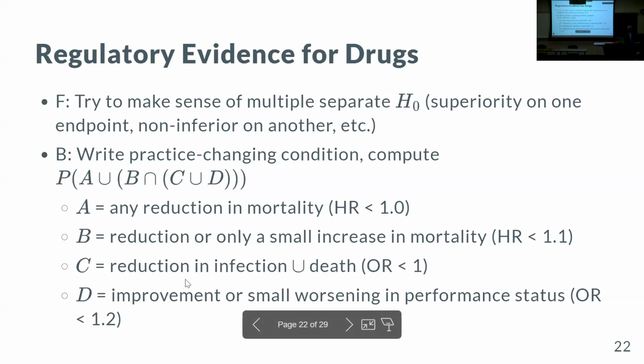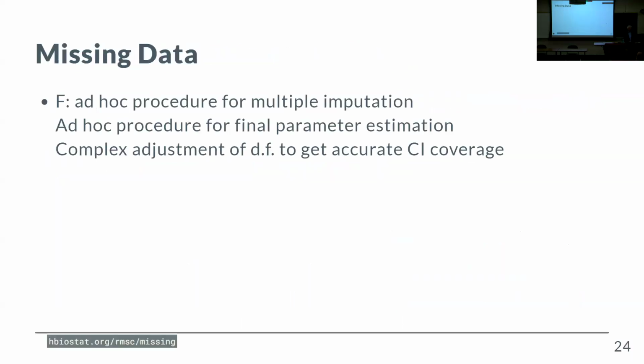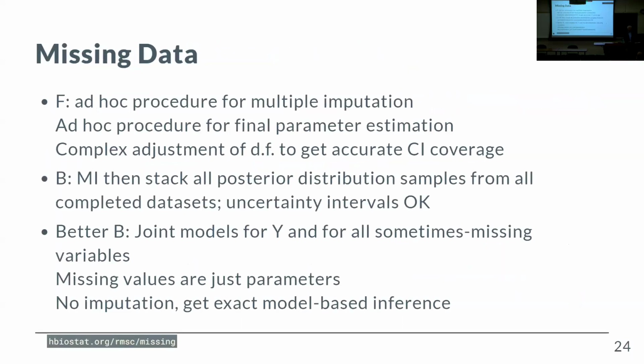And did you either reduce the infection rate or the rate of infection or death combined? Did you reduce those? Or did you have a very nice improvement in performance status? That's actually more of a non-inferiority thing. So you just write down what would change clinical practice when you have multiple outcomes that you're assessing, and you calculate the posterior probability that that combination is true. So this is where Bayesian thinking is drastically different from how we handle multiple outcomes. So, and then there's differences for missing data.